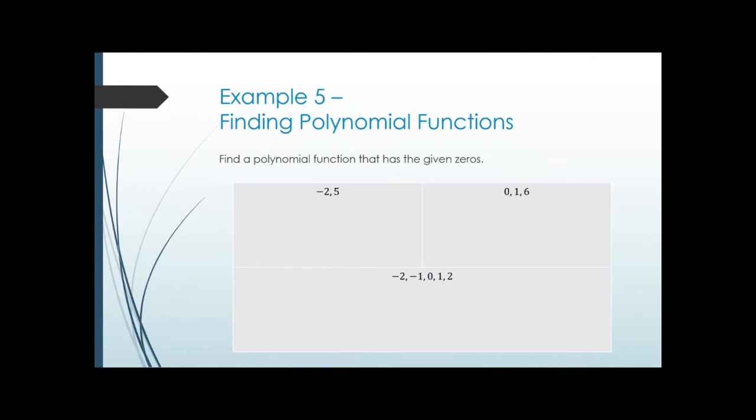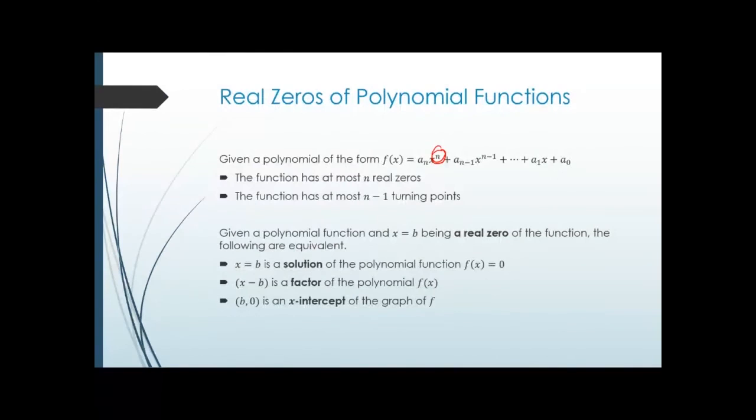Okay, so now this is something different. So it says find a polynomial function that has the given zeros. So one thing, and I'm going to go back to the slide where I was talking about the zeros. So if you get a 0, you can use it as a factor, and I mentioned that it goes in the opposite sign.